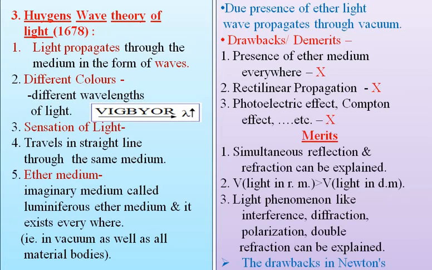Here, the simultaneous reflection and refraction can be explained on the basis of the Huygens wave theory of light. In actual fact, the velocity of light in a rarer medium is greater than the velocity of light in a denser medium, which is experimentally proved. Light phenomena like interference, diffraction, polarization, and double refraction can be explained using this theory. The drawbacks in Newton's corpuscular theory were removed by Huygens, so the Huygens wave theory was accepted.